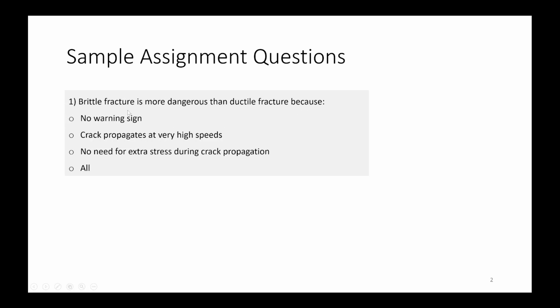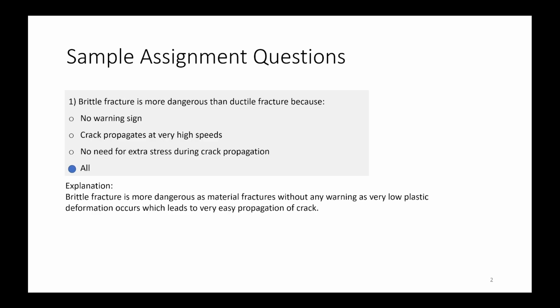Now, what are the reasons that brittle fracture is more dangerous? Your options are: no warning sign, crack propagates at very high speeds, no need for extra stress during crack propagation, or all of the reasons. So your answer will be all.